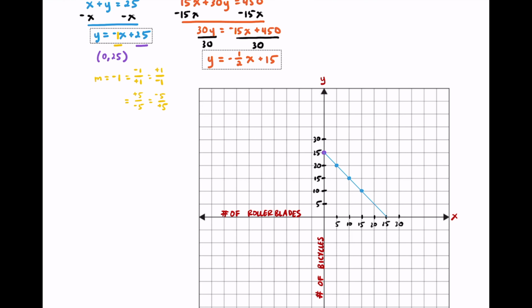All right, now for equation 2, we have this +15 for our b value. So we know that we have a y-intercept of 0, +15. And then if we go ahead and take a look at the coefficient for x, which is this -1/2, we know that m, or the slope, is equal to -1/2. Now again, we could move that negative and say this is going to be -1 over a +2. That's fine. Or we can say it's +1 over -2, which is also fine.